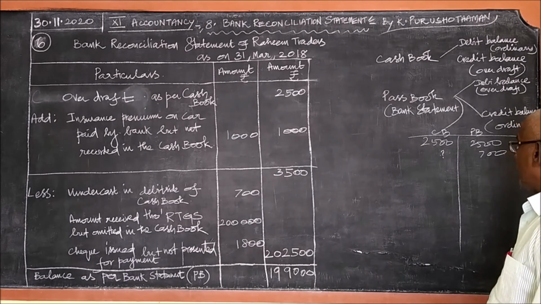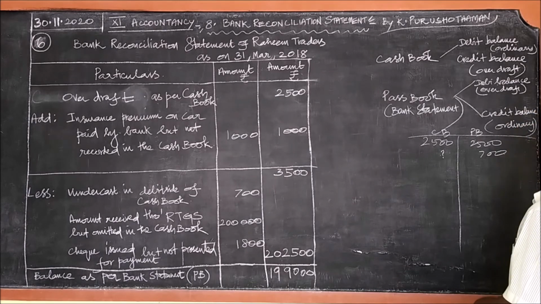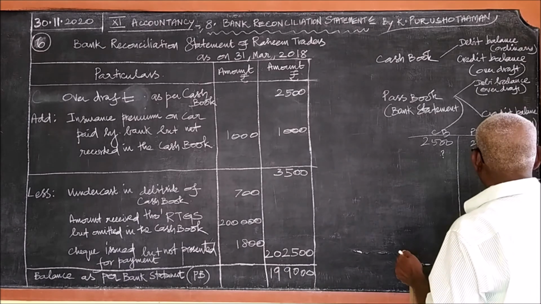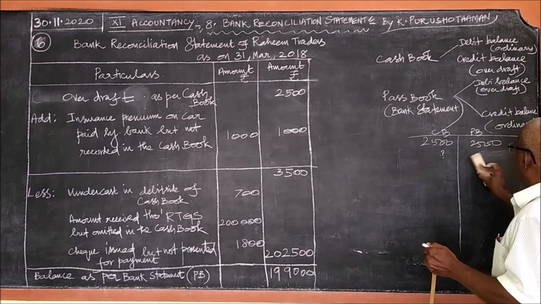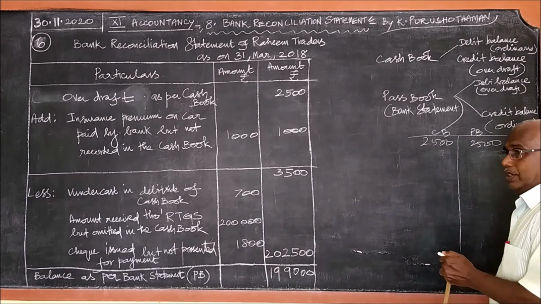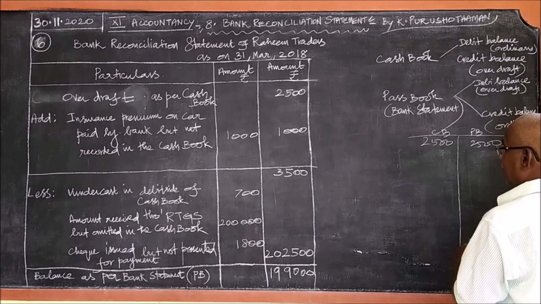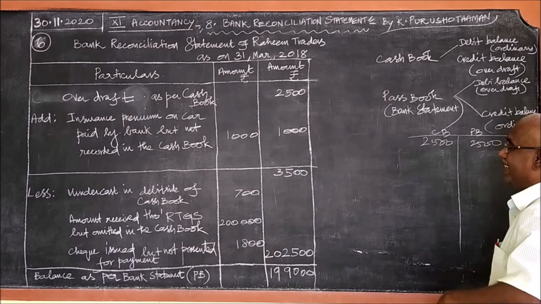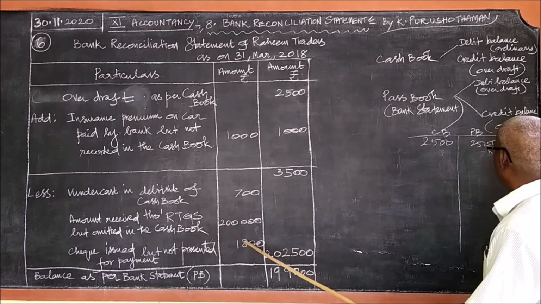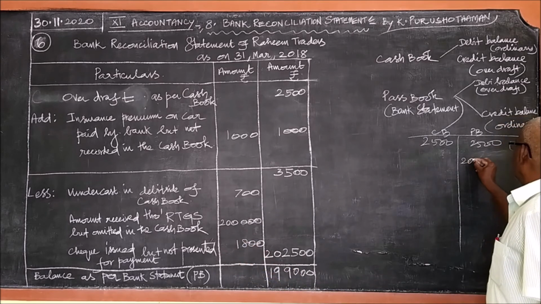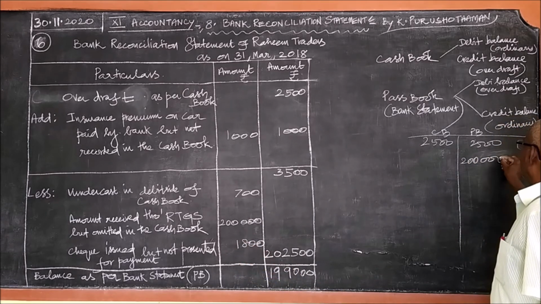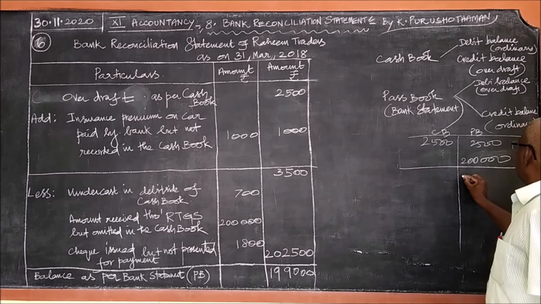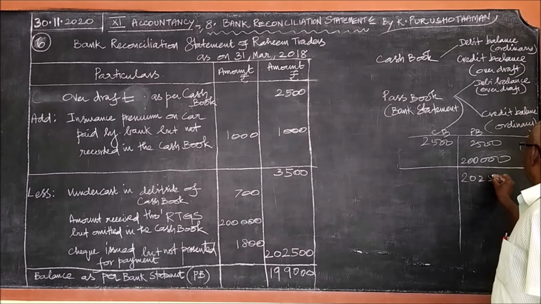Then, amount received through RTGS. Through RTGS, what do they do? The amount gets credited in the account, 2 lakh rupees. So this will increase the balance in the passbook. That is, 2,02,500 this becomes.